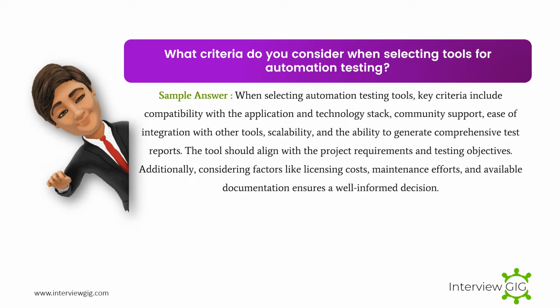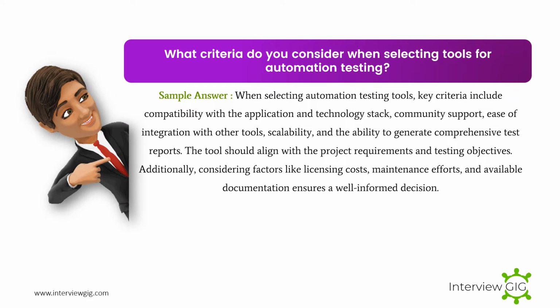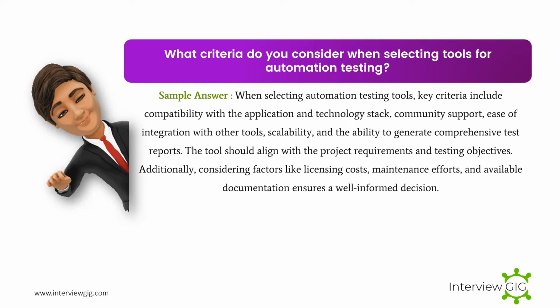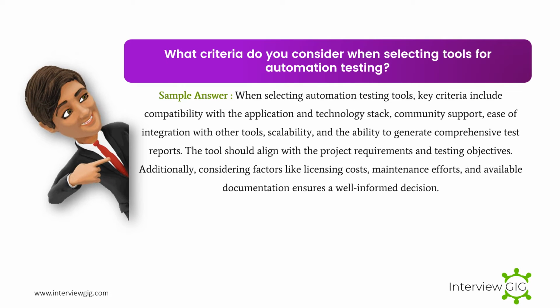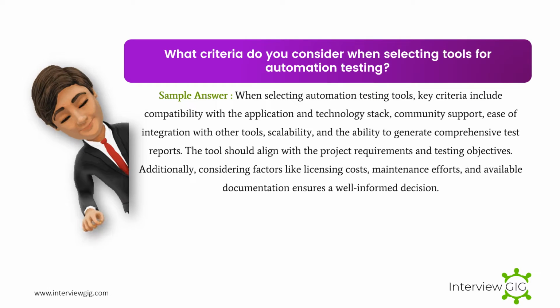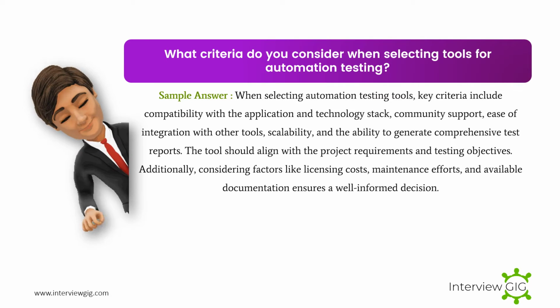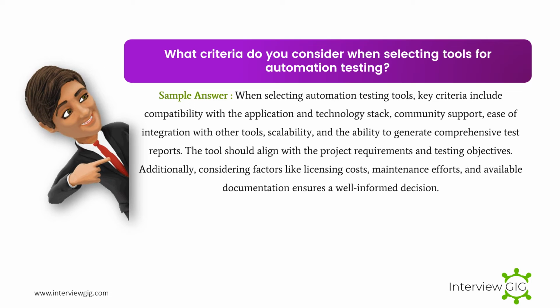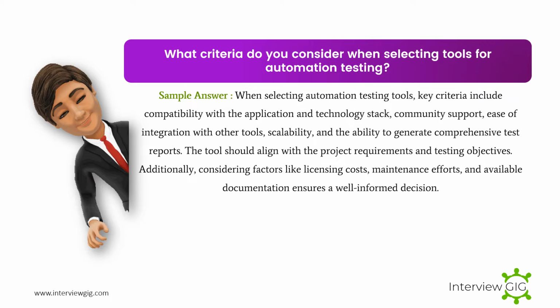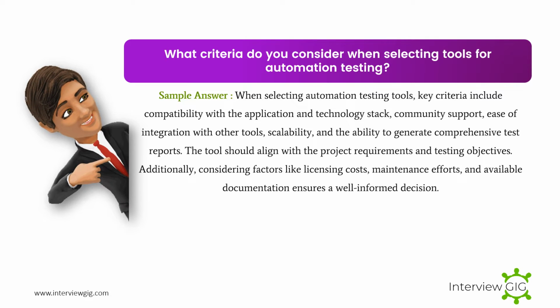What criteria do you consider when selecting tools for automation testing? When selecting automation testing tools, key criteria include compatibility with the application and technology stack, community support, ease of integration with other tools, scalability, and the ability to generate comprehensive test reports. The tool should align with the project requirements and testing objectives. Additionally, considering factors like licensing costs, maintenance efforts, and available documentation ensures a well-informed decision.